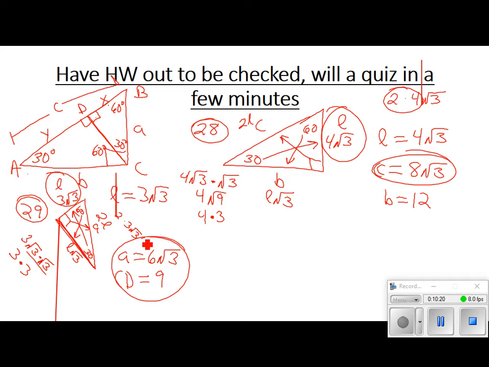They tell us A, so they tell us this side over here this time. From 28 to 29, is A always the same thing? No, it changes. They just use the same picture for three different problems.